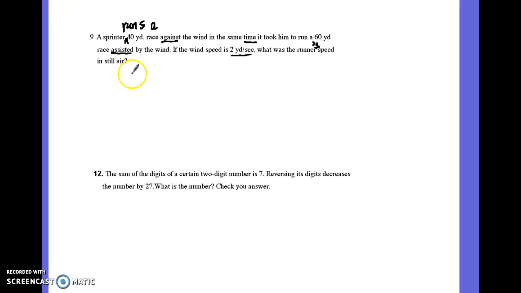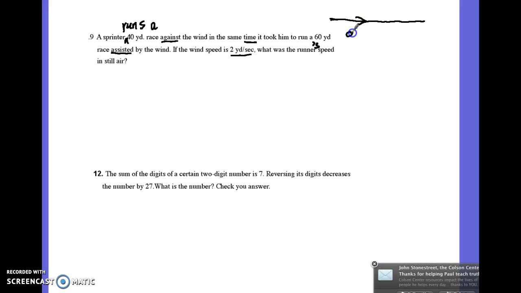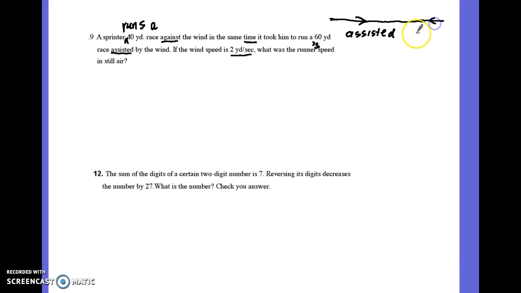All right, so we'll just think of the runner running like this. This way, let's say this is assisted. And when he's coming back this way, he's resisted. Which do you think would be the add and which would be the subtract? I'm sure you got it right. When he's assisted, it's add.